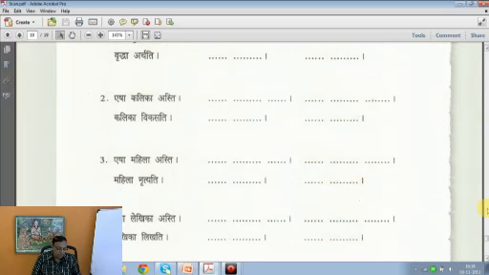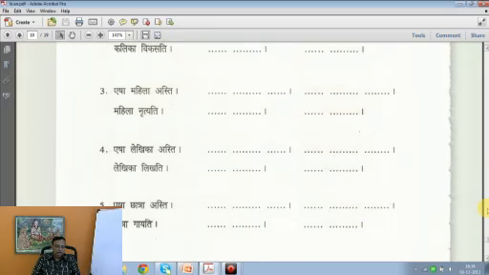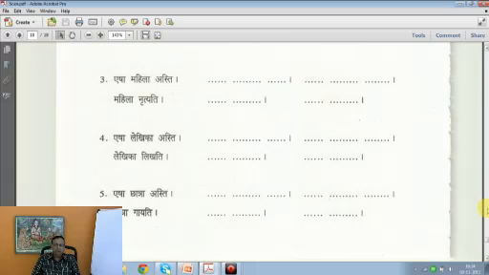Third one, Esha Mahila Asti. This is a lady, Mahila. Ete Mahile Staha. Etaha Mahilaha Santi. That is done. Then Mahila Nrutyati. This lady dances. Mahila Nrutyati. Mahile Nrutyataha. Mahilaha Nrutyanti. So we have done it in Nrutyati, Nrutyataha, Nrutyanti.